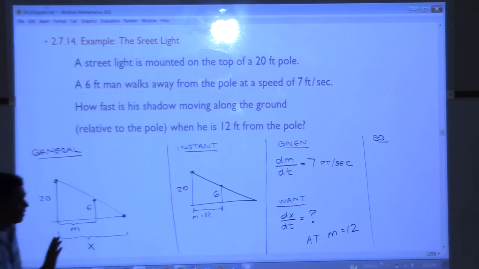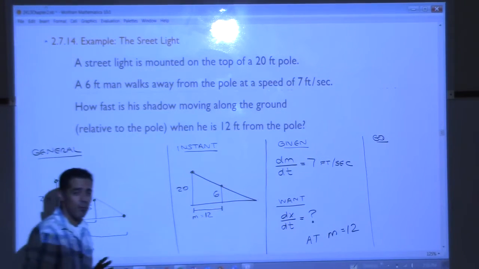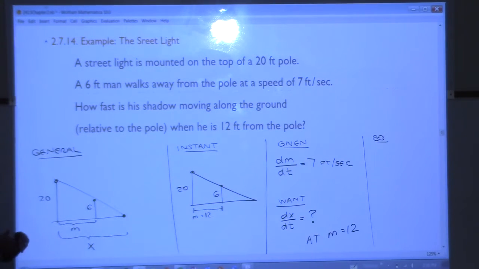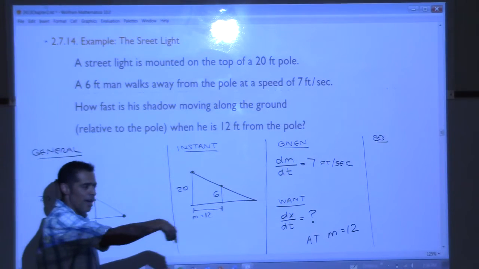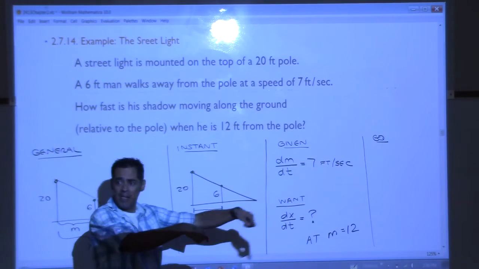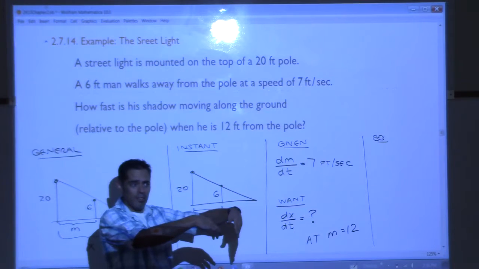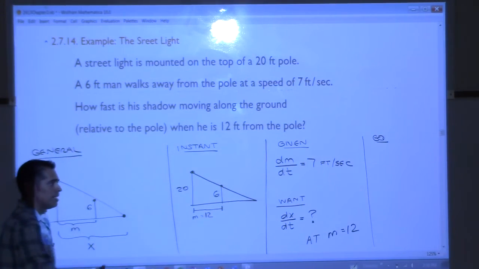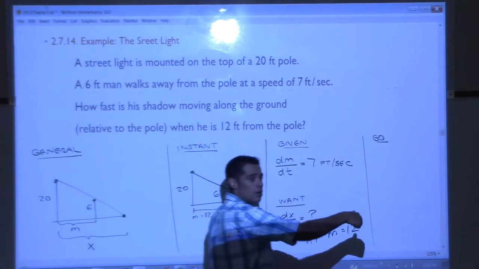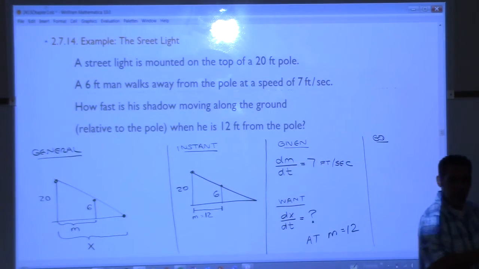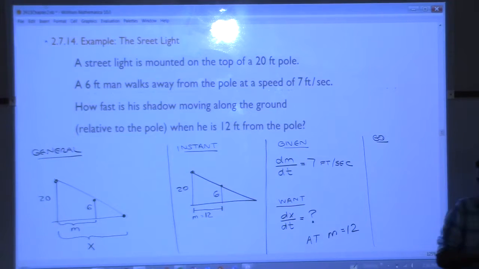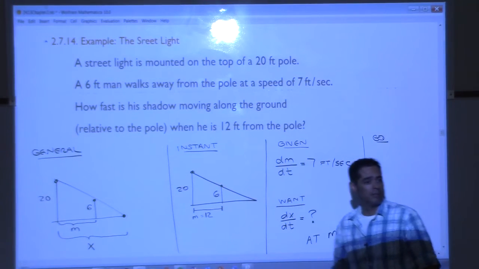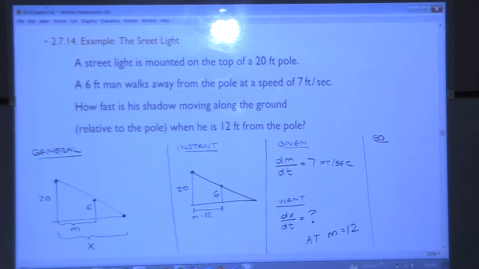I have a question for you before we go answer this, because we only have like 3 or 4 minutes. Do y'all think that as he walks, the speed of his shadow is speeding up or slowing down or staying the same? Y'all think it's speeding up? As he walks, his shadow is getting longer and longer. You think that shadow is speeding up as he walks? We're about to find out exactly what's happening in that shadow.